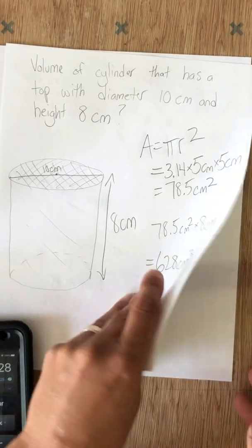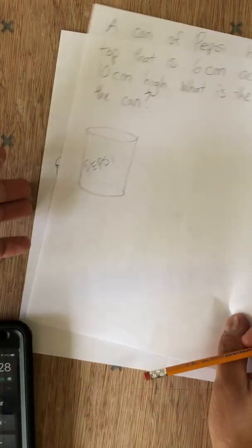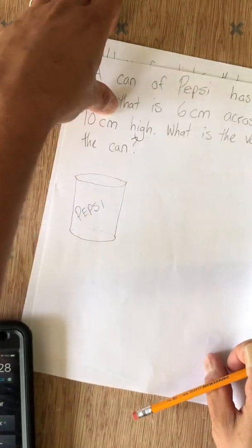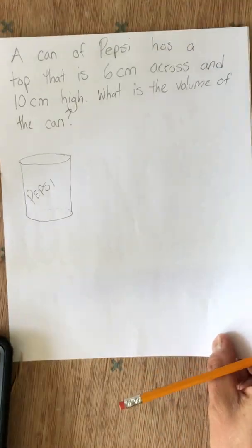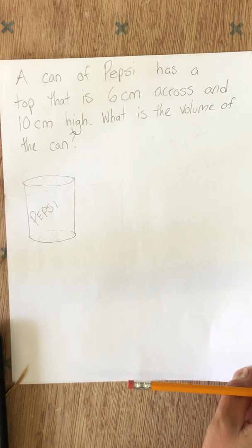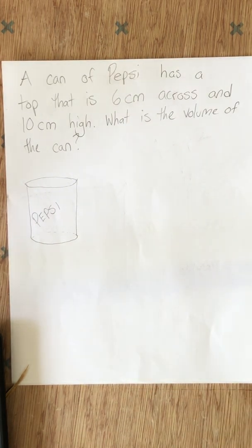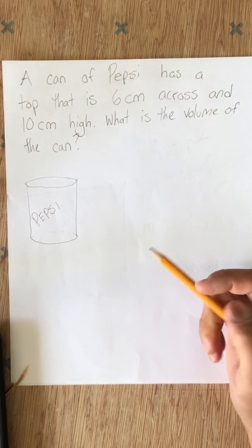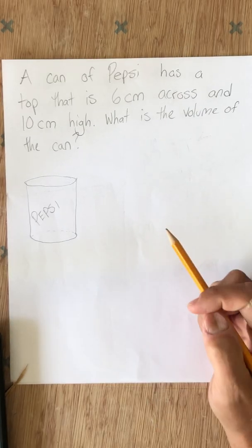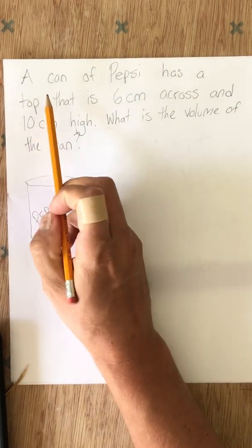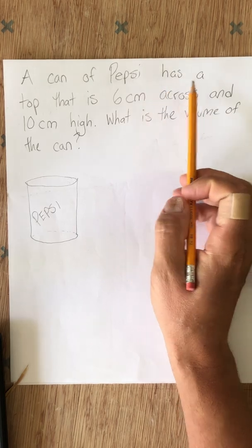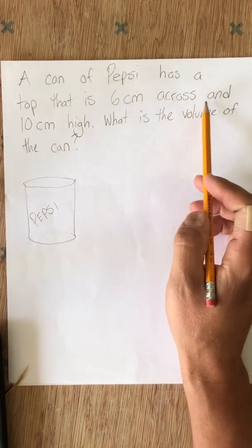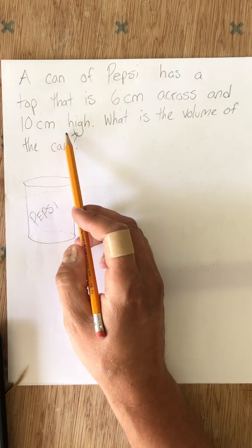Okay, one last question. A can of Pepsi, and we're talking about Pepsi because we all know that Pepsi is better than Coke. Pepsi is far superior in many ways to Coke. If any of you prefer Coke, sorry, but you're wrong. Feel free to message me in the chat and tell me why you think Coke is better, but Pepsi is obviously better.